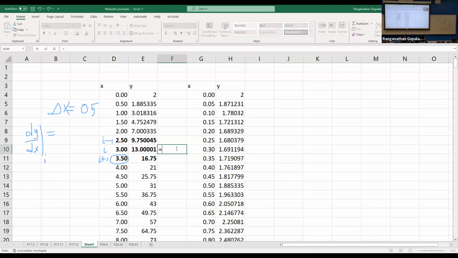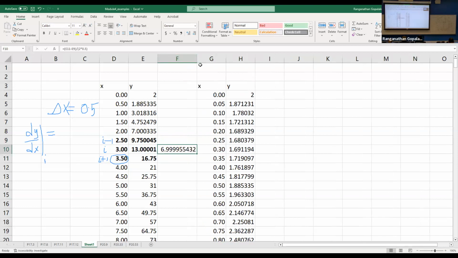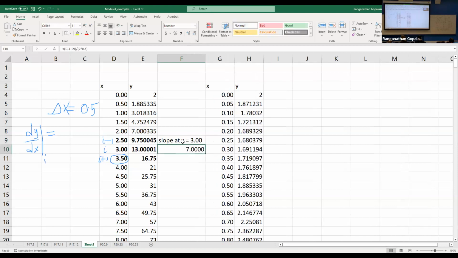So if I take the next point, that is 16.75 minus previous point divided by 2 times the step length, which is 0.5, I get 6.999, or I'll just say, if I round it to 4 decimal points, 7.0000. This is the slope at x equals 3.00.